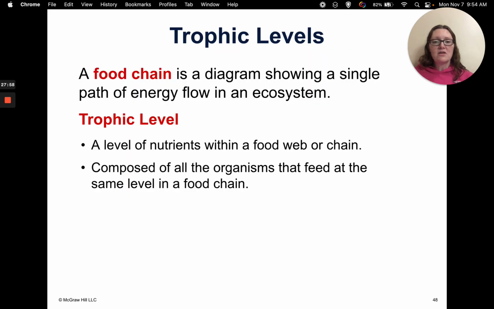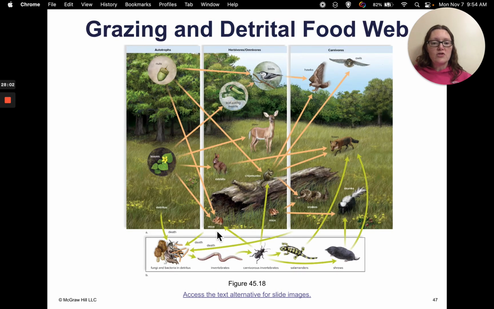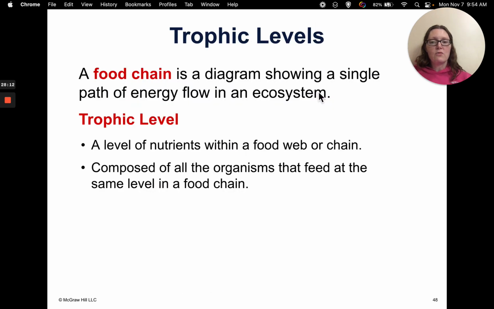So a food chain or food web is a diagram showing a single path of energy. A food chain is one to one to one. This is a food web. A food chain is just one flow from one to the other. A food web is more complicated.